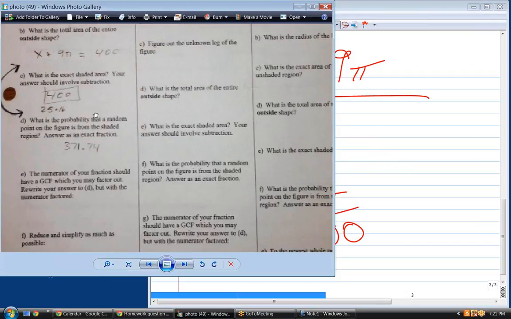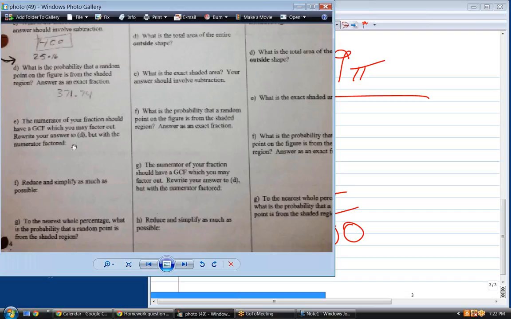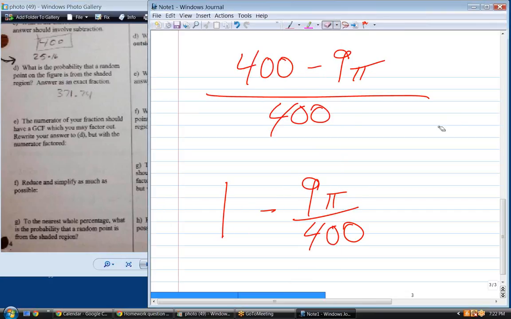Okay. And then, the numerator of your fraction should have a greatest common factor, which may factor out. Rewrite your answer to D, but with the numerator factored. Now, I don't see anything that factors out of the numerator. Am I missing something? I don't believe so. The only factors of 9 are 9, 1, and 3, and none of those numbers divide into 400. That's kind of bizarre that she would put that in there.